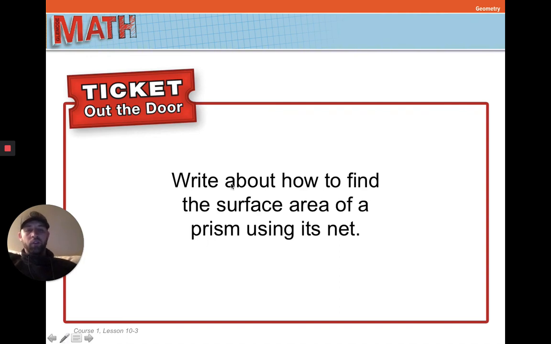Here is something that you can think about. Write about how to find the surface area of a prism using its net. Remember, net was something that we broke apart when we took that box and we broke it down, just like this nail box I was working with. If that works for you, please use it. If not, again, stick to the formula.